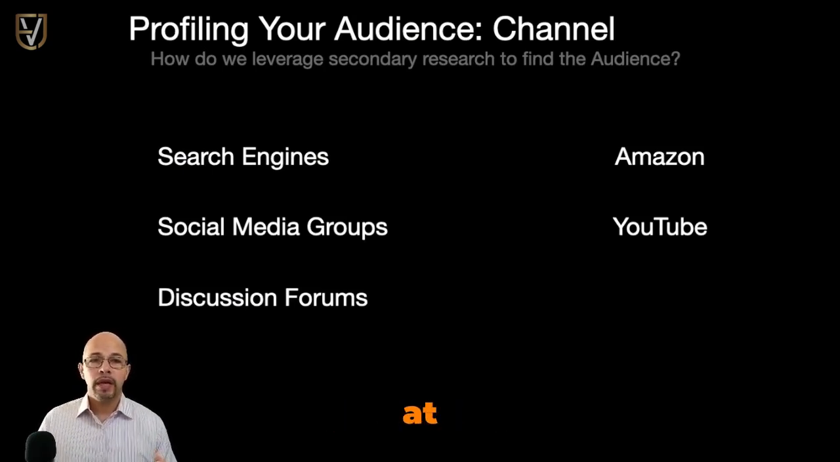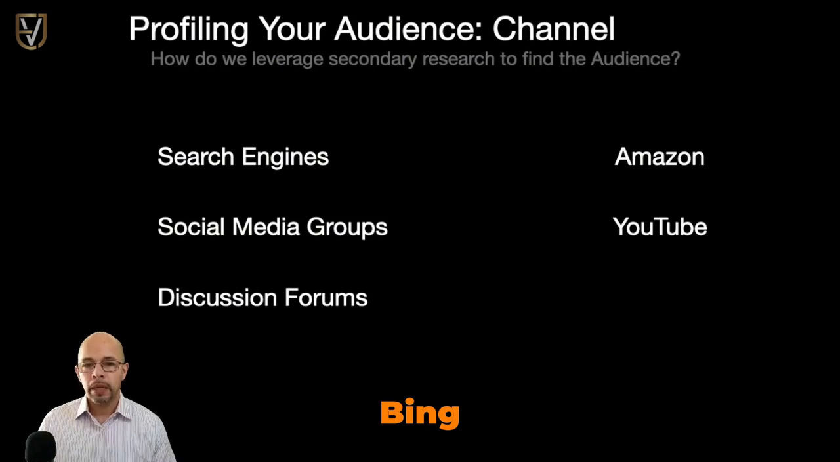So now we're going to look at channel specifically and how to go about conducting research to be able to understand where your customer is at. There's a number of different platforms that we could leverage from a digital desktop standpoint. So we're going to be focused on secondary research throughout. The first one is search engines. Search engines would be Google, Bing, Yahoo.